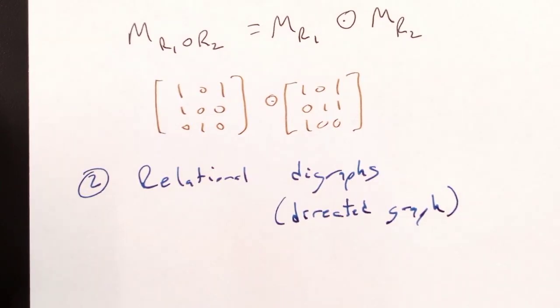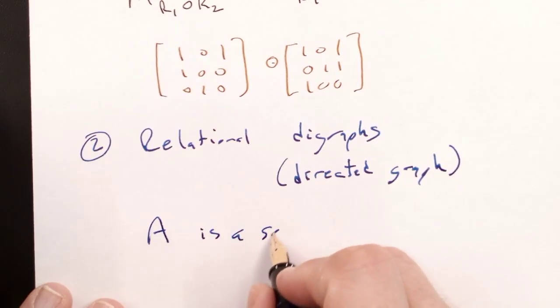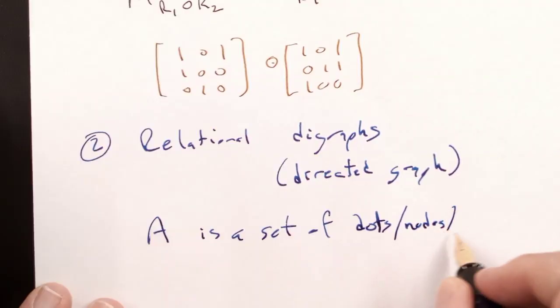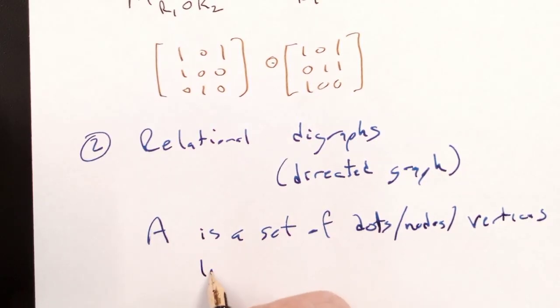I'm going to define this by saying I have a bunch of dots. We'll call them nodes or vertices. A is a set of dots, nodes, vertices. We're going to label them like whatever the elements of A are. Let's say I'm using the numbers 1, 2, 3. I'll label my dots 1, 2, 3. If I'm using the set A, B, C, I'll label them A, B, C. Doesn't matter. I just have to label these items.